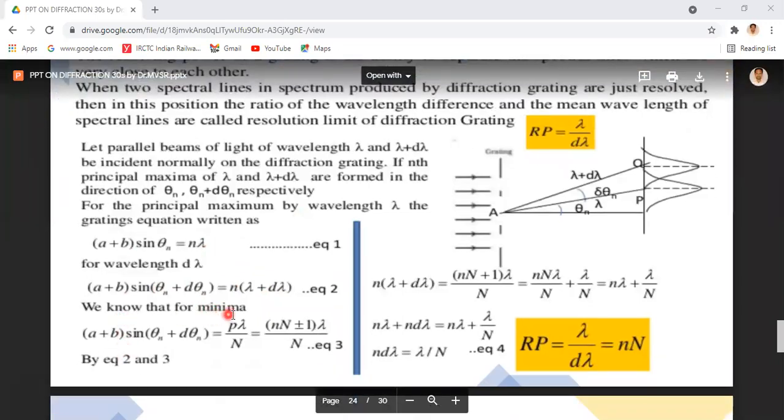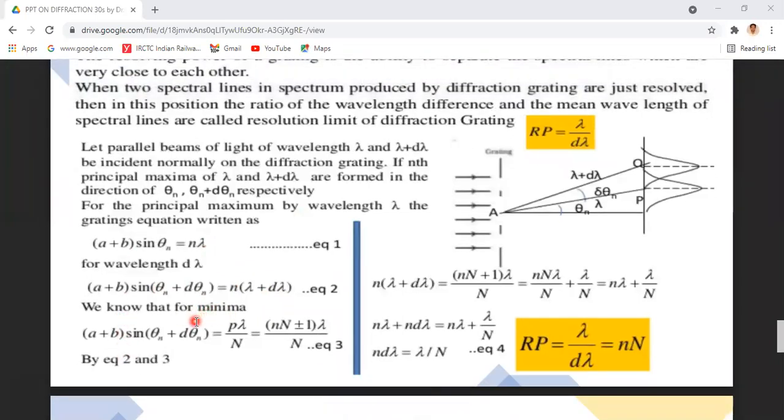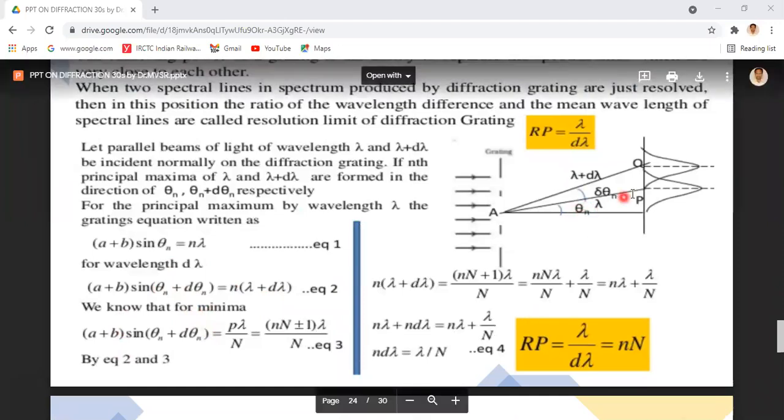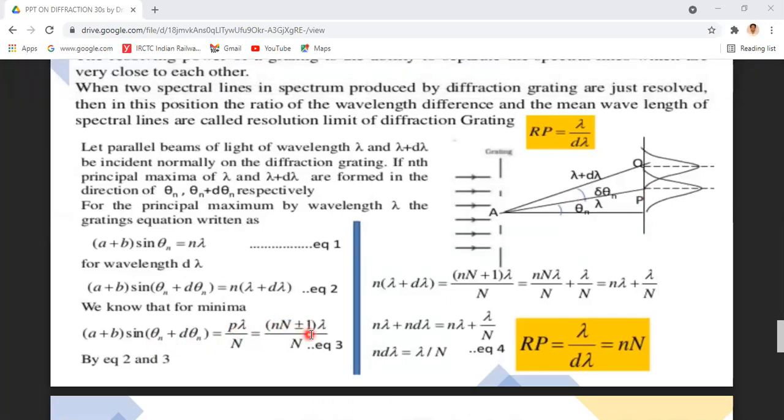But we know that for the minima, so we can take lambda. The minima of lambda is formed at point q. The first minima of lambda plus d lambda is formed at point p. So we know that for that minima, a plus b sin theta n plus d theta n is equal to small n into capital N plus or minus 1 by capital N into lambda. So this is already a derived equation.